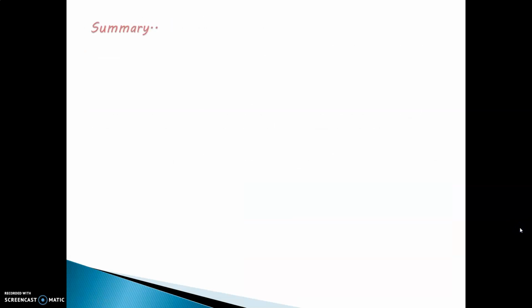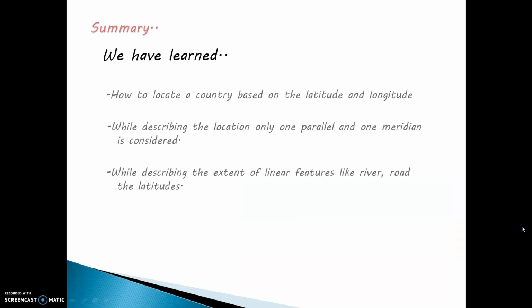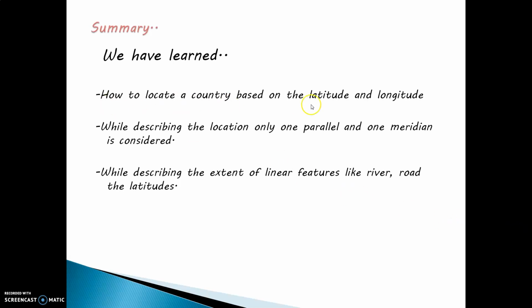Let us now summarize what we have learned. We have learned how to locate a country based on latitude and longitude. So if you have to consider one particular place or a country, any one small area, we will take care of only one latitude and one longitude. Whereas while describing the extent of a big area, we consider two parallels and two meridians, and while describing the extent of linear features like river, road, we use the latitudes.